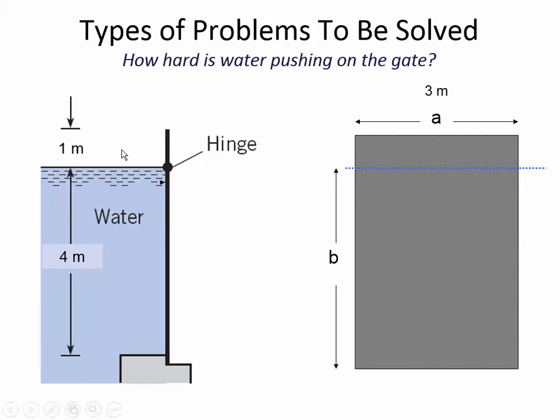And so if the area moment of inertia is AB cubed divided by 12, we would use 3 meters as the A, and 4 meters as the B that is then cubed. So that's what we're going to do. We'll circle back to this exact question, and I'll show you how hard the water is pushing on the gate.